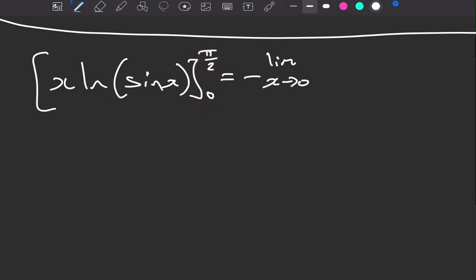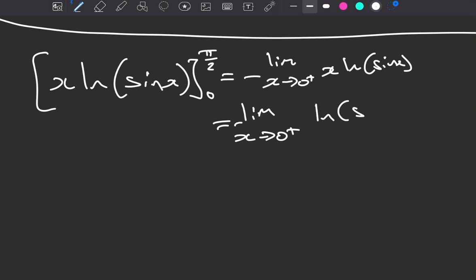As x goes to 0 from the positive side of x, log of sine of x. We can rewrite this then as the limit, again, as x goes to 0 from the positive side, still with the minus at the front, of the log of sine of x over x to the power minus 1. Completely fine, nothing's changed there.